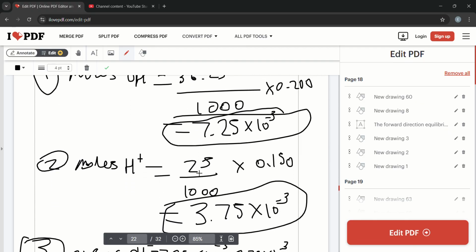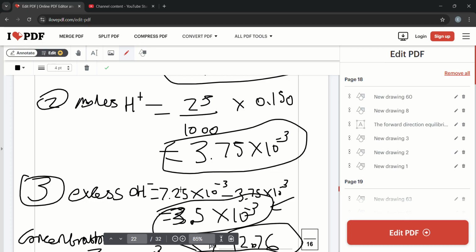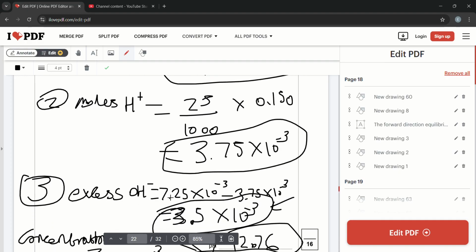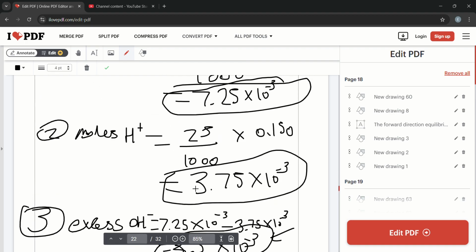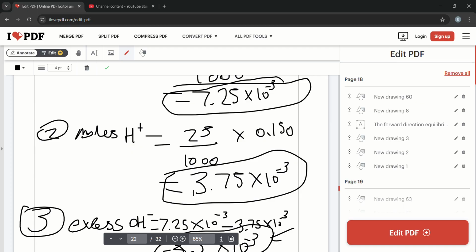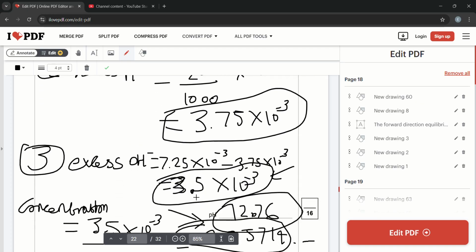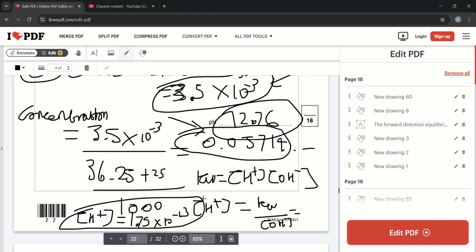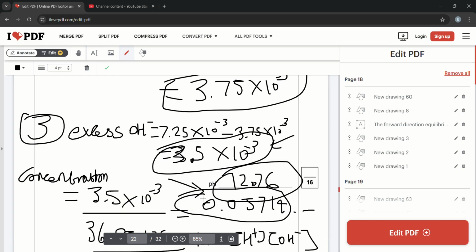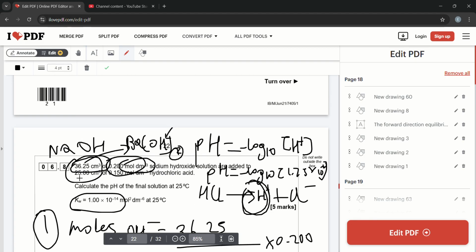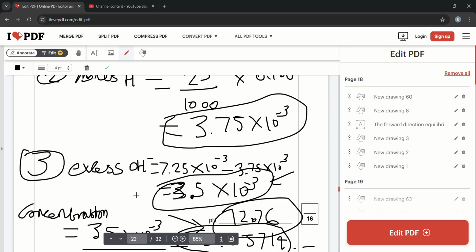Moles of OH-, moles of H+, then do moles of OH-. The excess, to find out the excess OH-, is the moles of OH- minus the moles of H+. 7.25 times 10 to the power minus 3 minus 3.75 times 10 to the power minus 3 should give us the moles of the excess OH-. Now, we don't want the moles, we want the concentration. Moles is concentration multiplied by volume. Total volume is 36.25 plus 25 divided by 1000 to get moles per dm cubed.